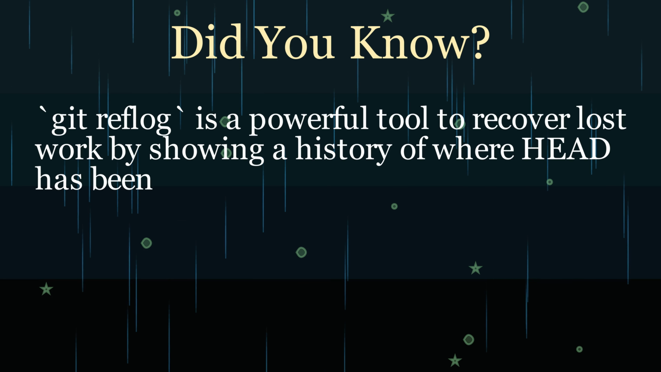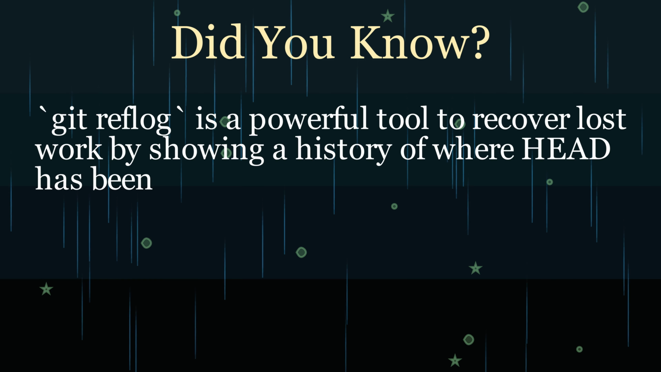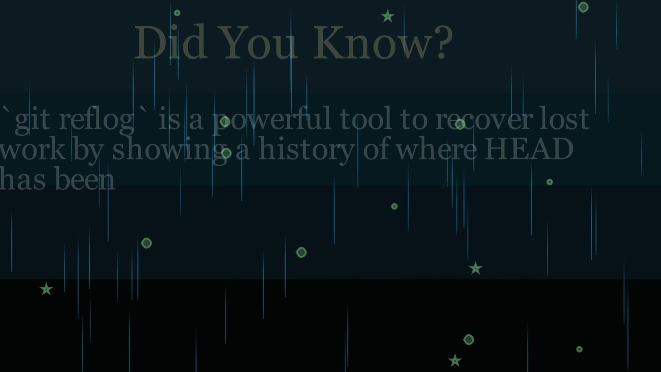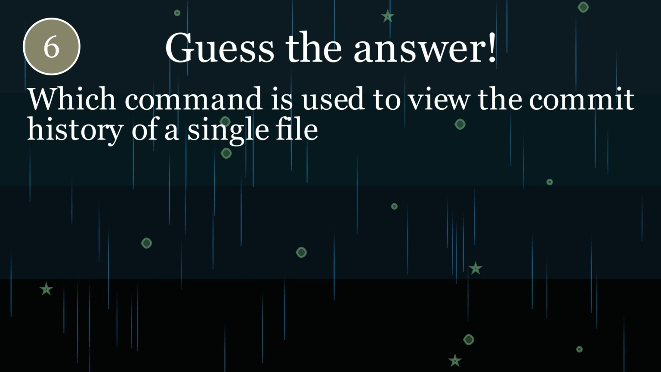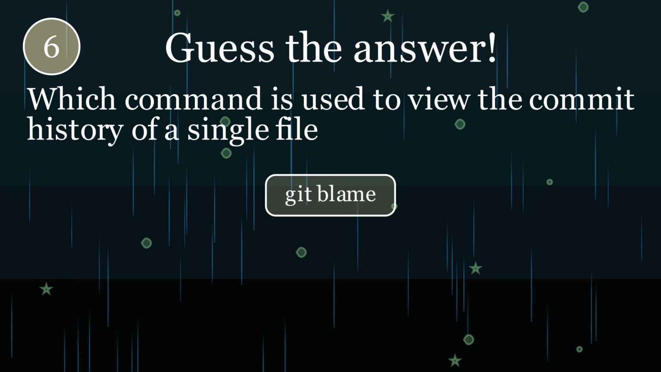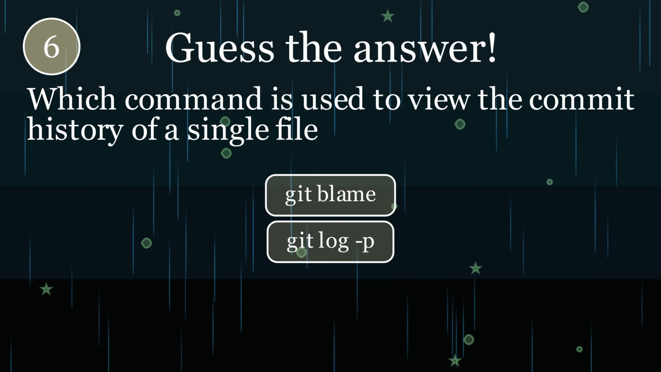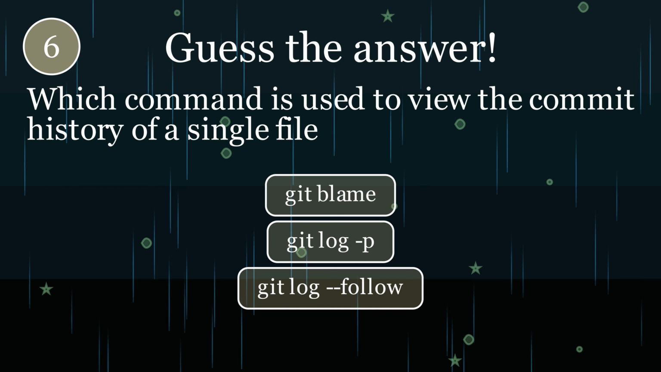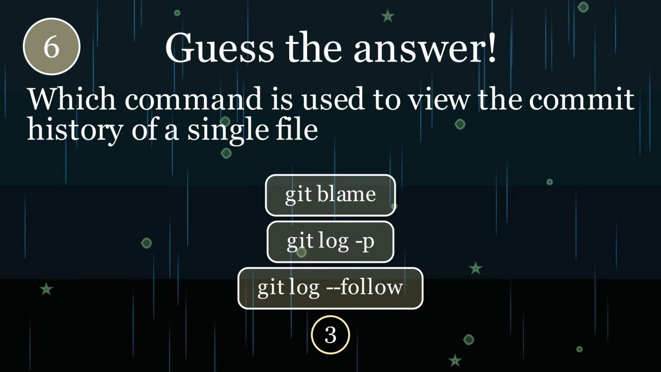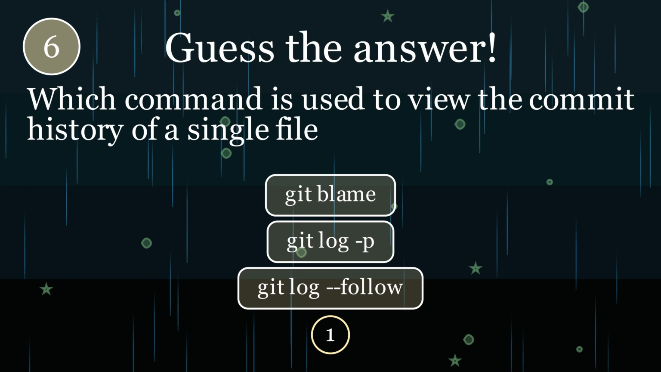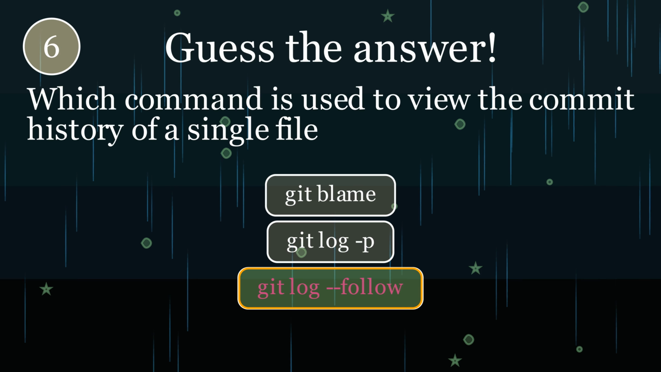Here's a nugget of wisdom. Git reflog is a powerful tool to recover lost work by showing a history of where head has been. Which command is used to view the commit history of a single file? Git blame, Git log p, Git log follow. The correct answer is Git log follow.